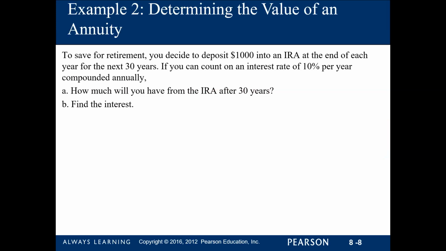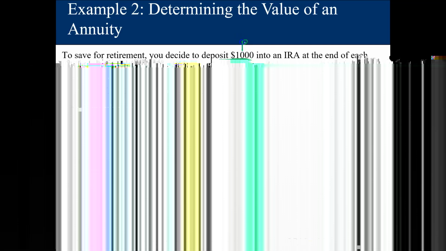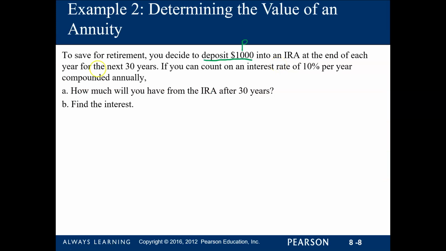So let's have an example. To save for retirement, you decide to deposit $1,000, that's our P, into an IRA at the end of each year. So it's a yearly deposit for the next 30 years. This is our T. This is our rate, an interest rate of 10% compounded annually. So we don't need an N. How much will you have from the IRA? So this is for the retirement. How much money will you get after 30 years?